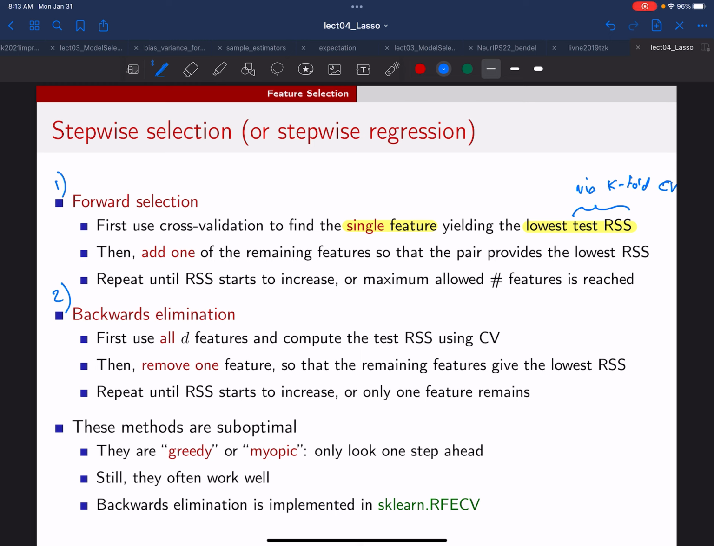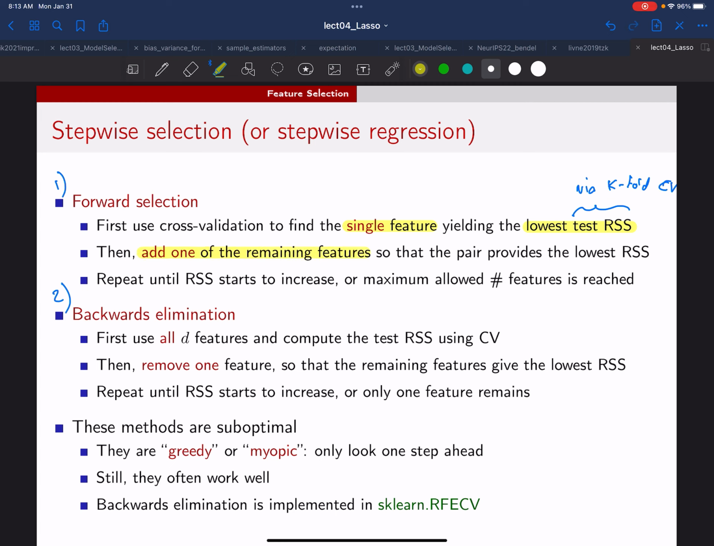And I do this by freezing that first feature, then trying, of all the remaining ones, the first, the second, the third, and so on. And again, I look at which one gives me the lowest test MSE. Okay. And then we repeat this process.